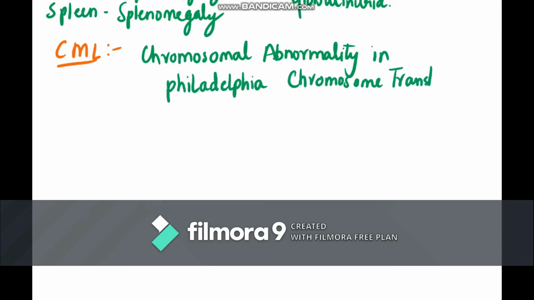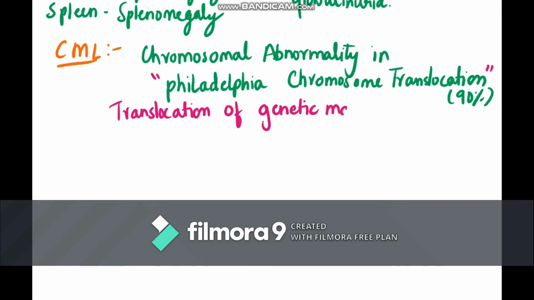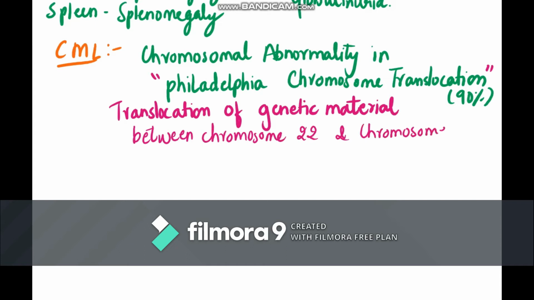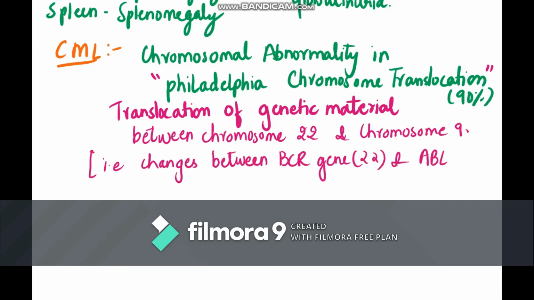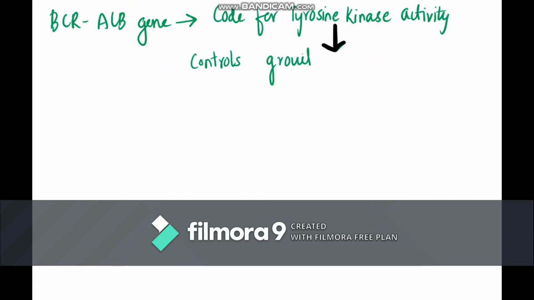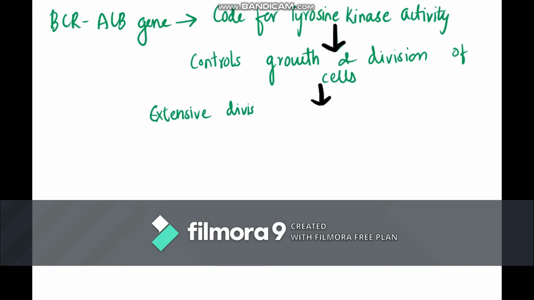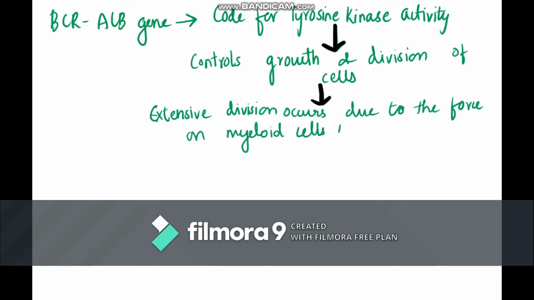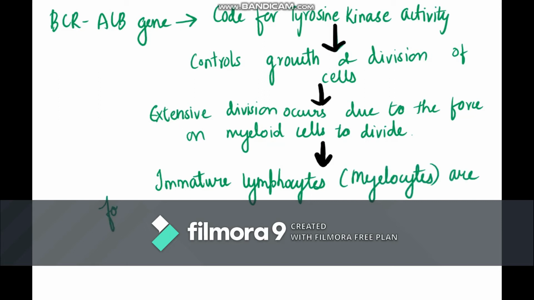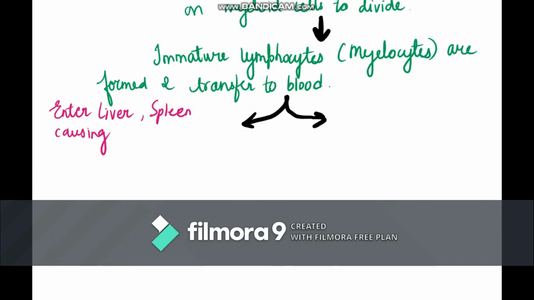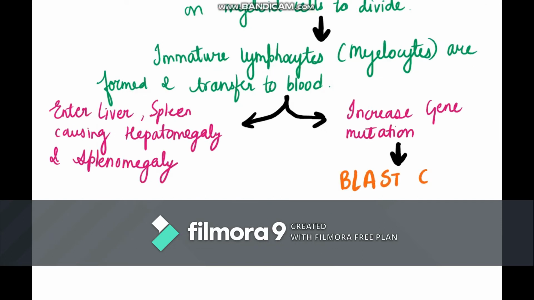What happens is a chromosomal abnormality, as I told, translocation of this genetic material occurs, that is, exchange between these genes occurs. Normally the BCR gene codes for tyrosine kinase activity, which controls growth and division, but this alteration leads to extensive division and immature myelocyte formation. Then when they transfer to the blood, this leads to infiltration into major organs. In CML, you have infection, malaise, weight loss.